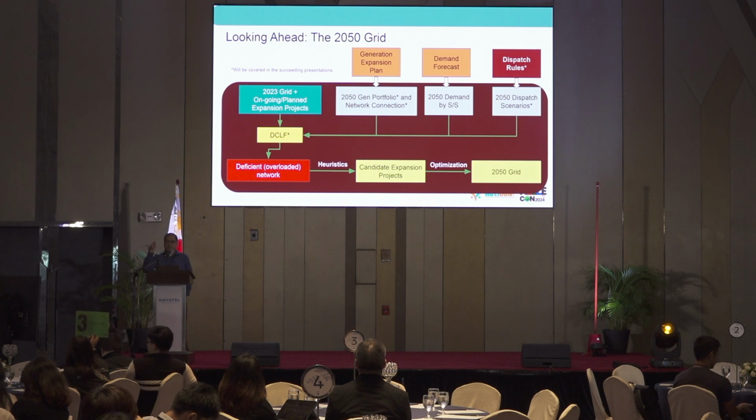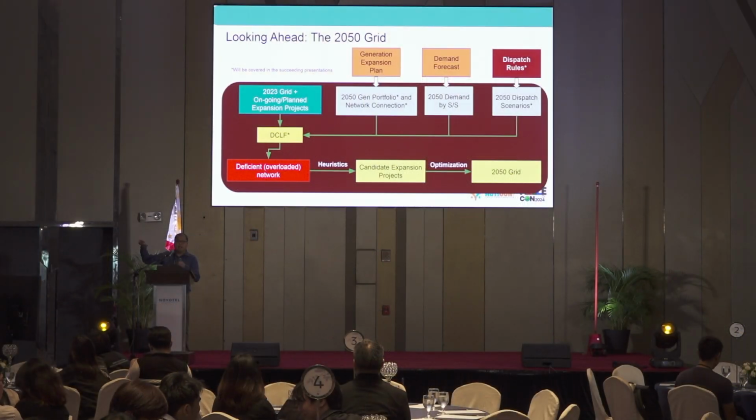So the blue box there is the 2020 grid, and in the TDP of the NGCP, there are identified projects na, no? So what we do is we integrate those projects to the current grid, okay? And together with that, we have an idea of the generation portfolio for 2050, the demand by 2050, and then we also have these dispatch scenarios by 2050. The next speakers will tell you about the generation portfolio, the dispatch scenarios, and the DC load flow. So if you have questions on those boxes, please ask them in the next presentations.